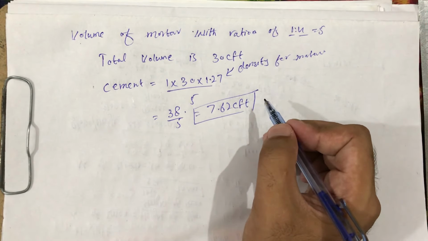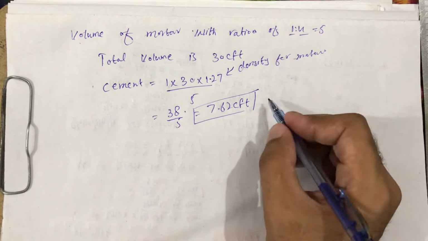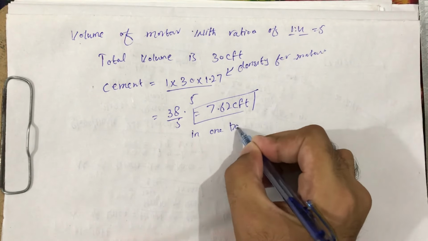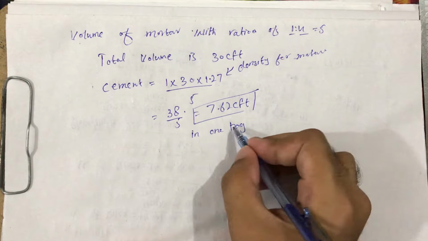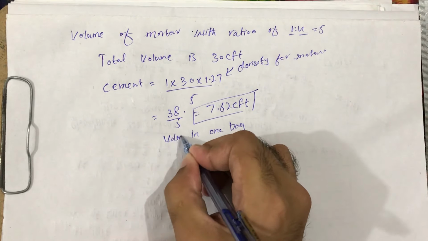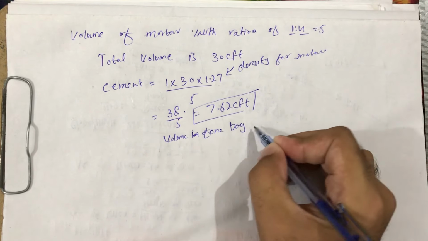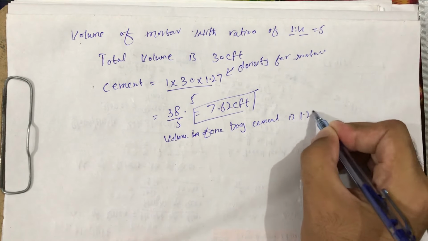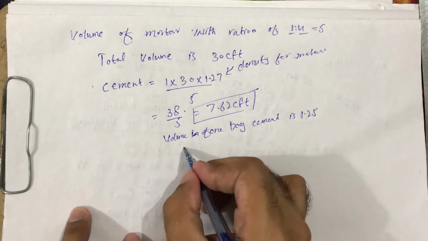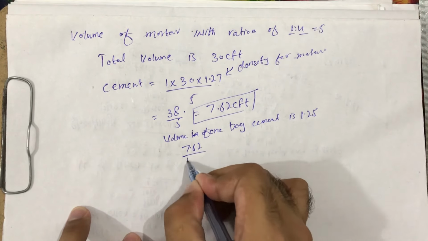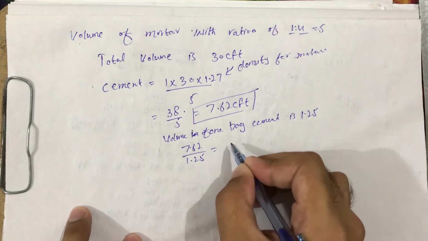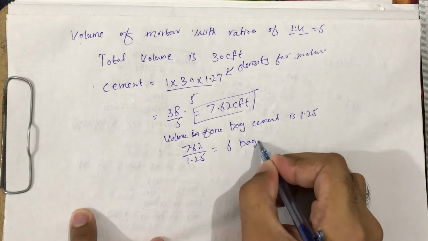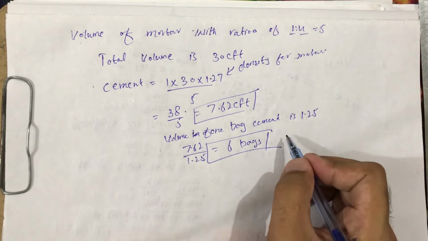Now we have to convert it into bags, as we know that the volume of one bag of cement is 1.25. So 7.62 divided by 1.25, so it will be 6 bags. So it is the total number of bags.